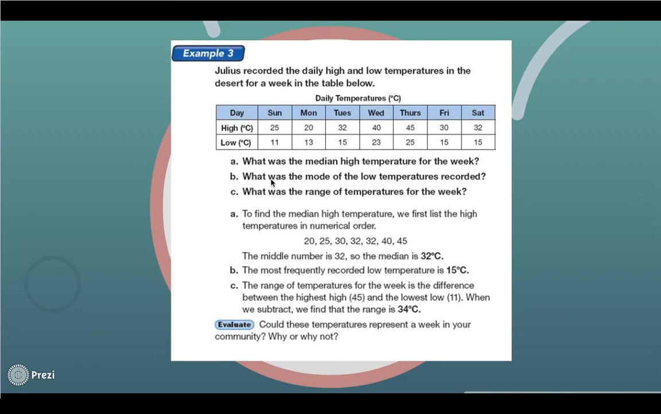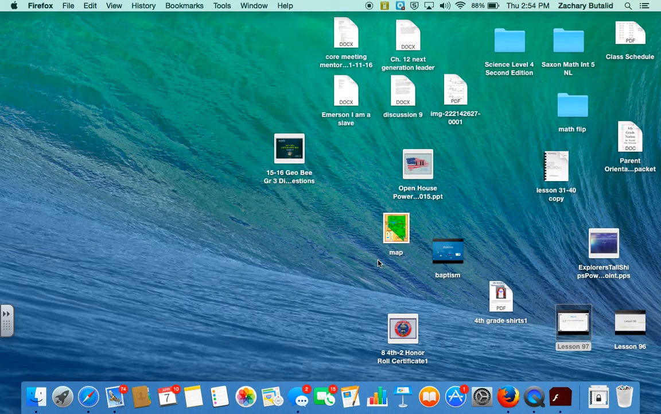So you're going to look for the median high temperature. In order to find the median, we have to put them in numerical order, starting with the lowest to the highest, and then whatever number is in the middle is your median temperature. If you look at these numbers here, they've already done it for you. We have 1, 2, 3, 4, 5, 6, 7 numbers. So in the middle of 7 would be the fourth number, right? So 32 degrees centigrade is our median temperature.